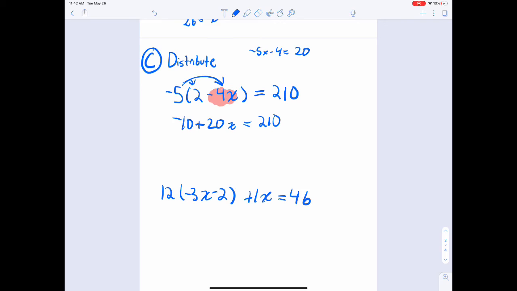So it's really just dwindling it down until you get a two-step equation, and then finishing it off so you get a nice answer here. Divide by 20, x equals 11.